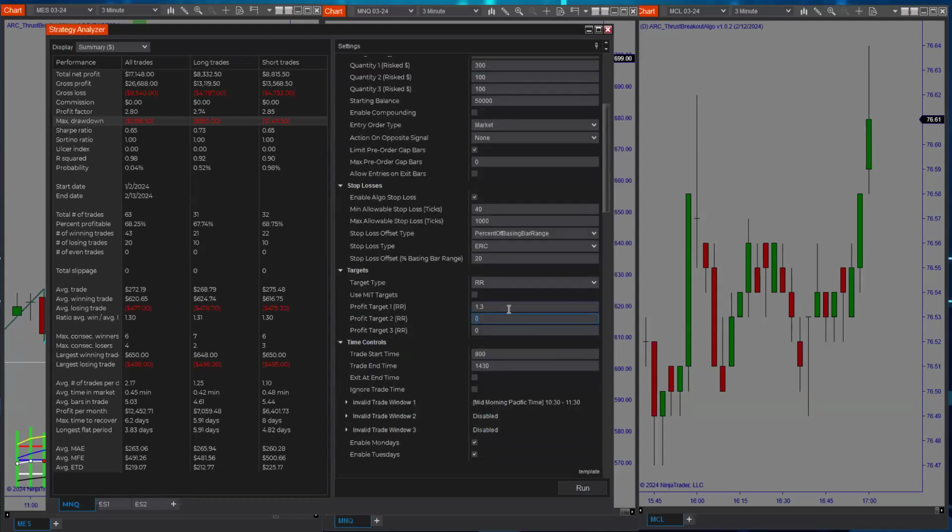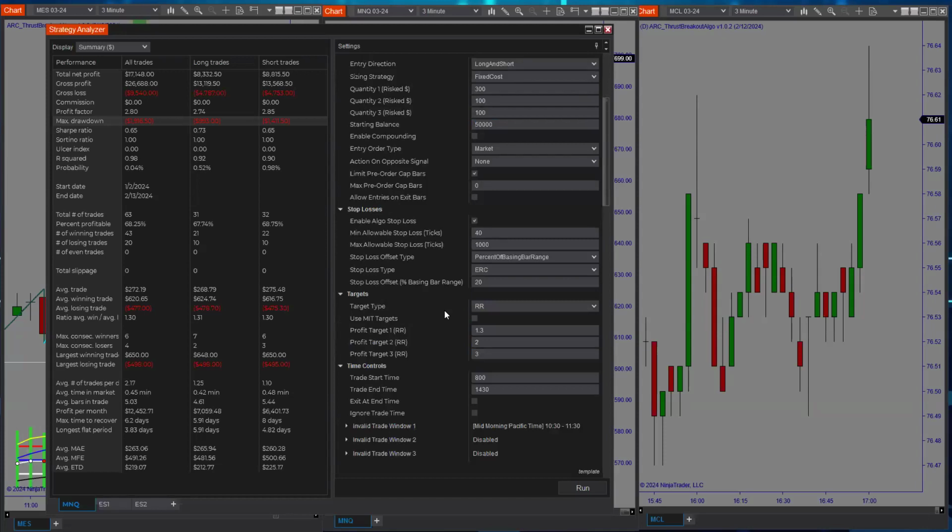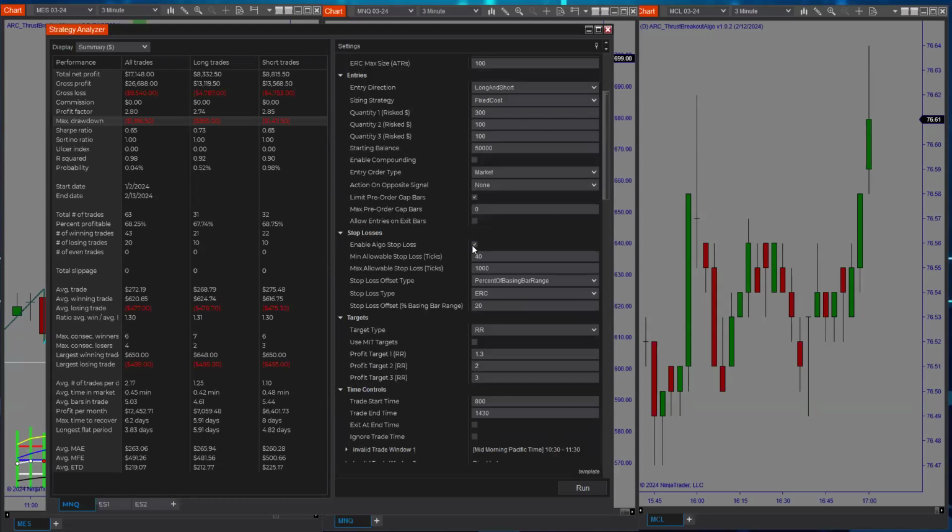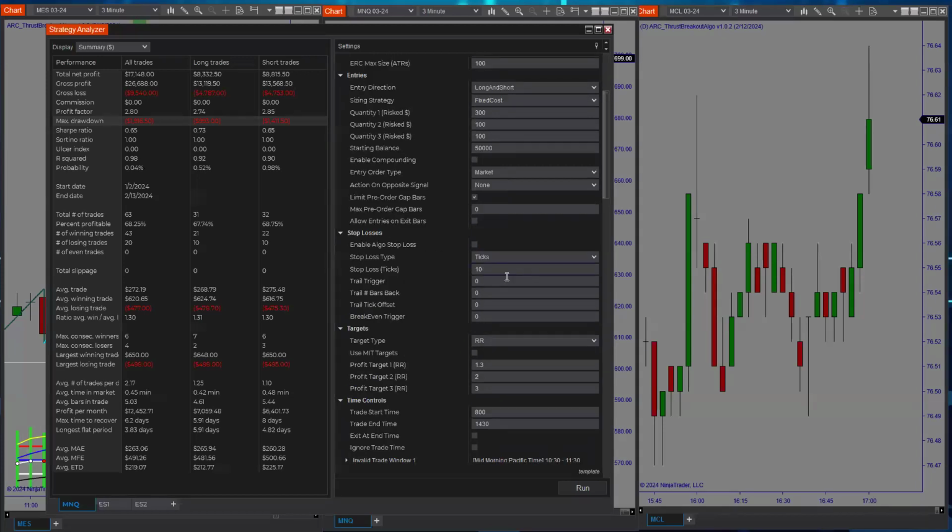And then now you have risk reward options for targets 2 and 3. Okay. And then it's all the same stop. So if you want to do a trail stop, then you have to disable that and go to ticks. And then you can get the options to trail. It's all set on ticks, so you want 20 ticks, whatever. That'll give you that option. Okay, cool.